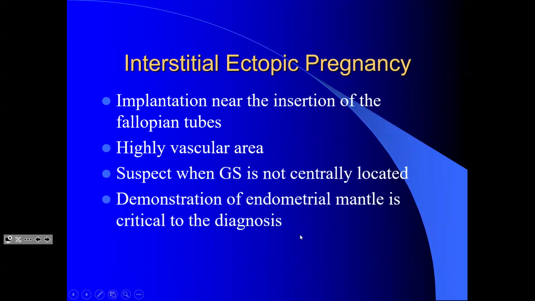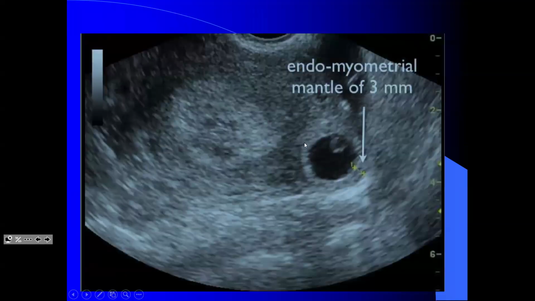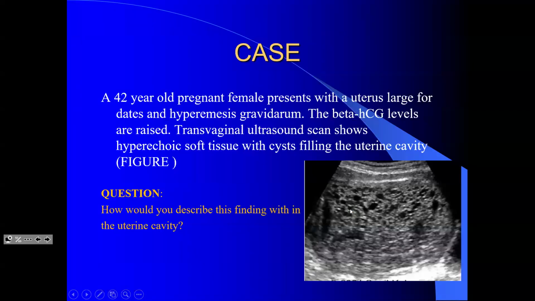Interstitial ectopic, as I've said, is close to the uterus. It's not in the fallopian tube, it's in some part of the uterus where the fallopian tube is attached to it. So this is the endometrium, and you see some part of the myometrium around it. So this is the interstitial ectopic pregnancy. Again, this can be problematic.